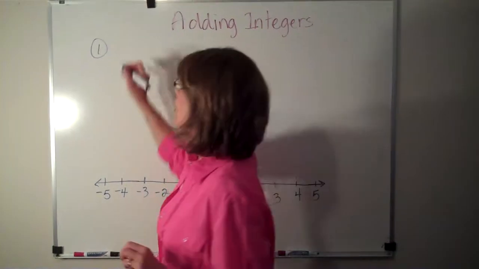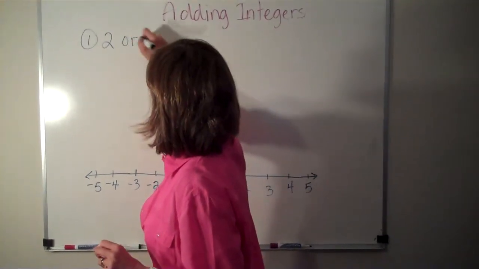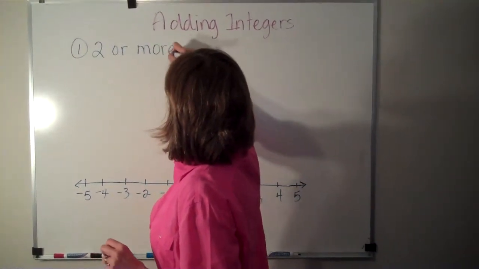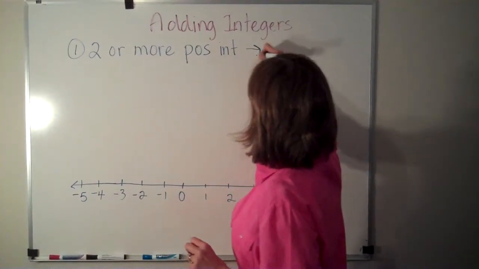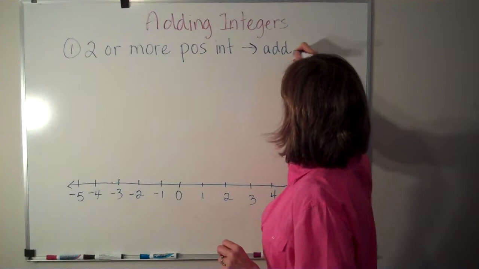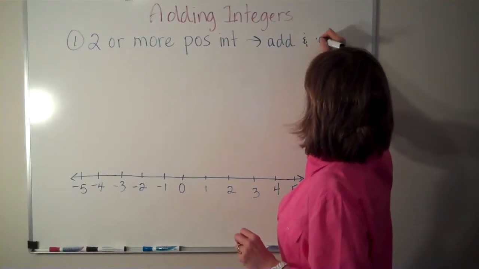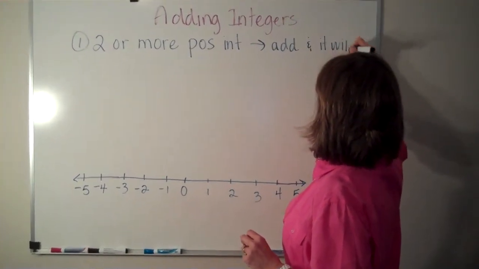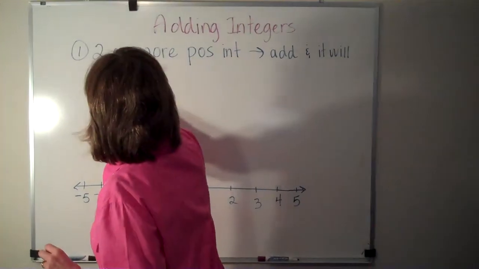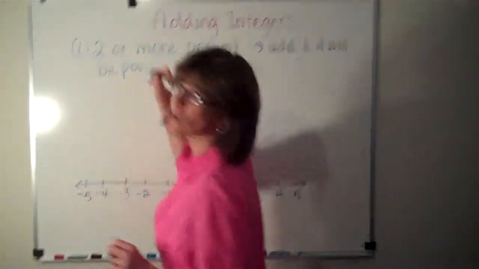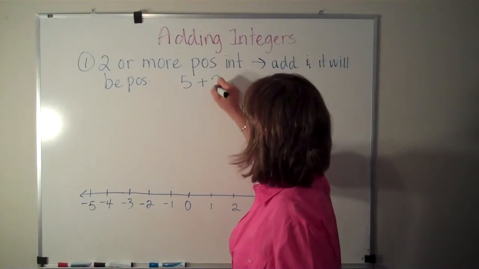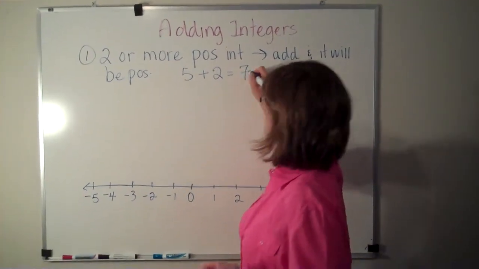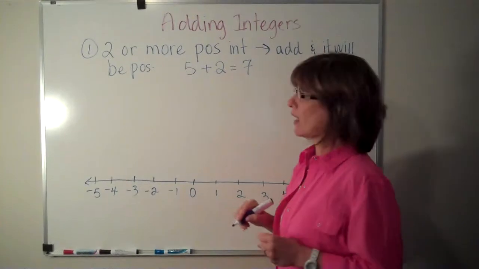When there are two or more positive integers, you just add like normal. Add, and it will be positive. You're used to doing that. It would be like 5 plus 2 equals 7. That's easy. You all know how to do that.